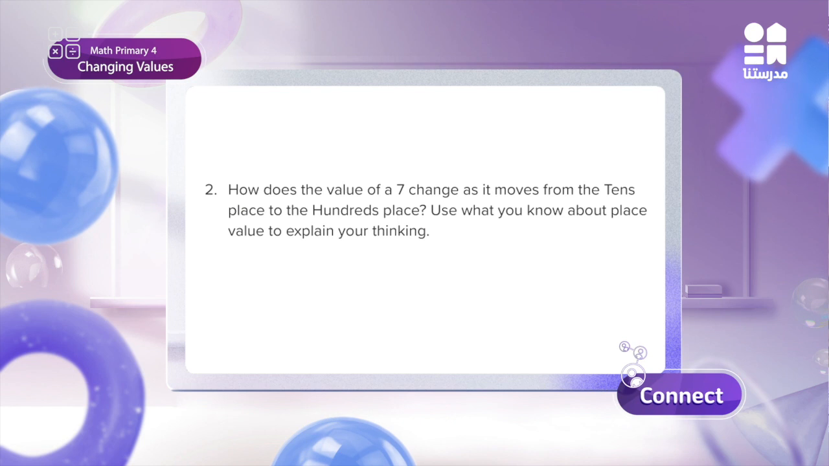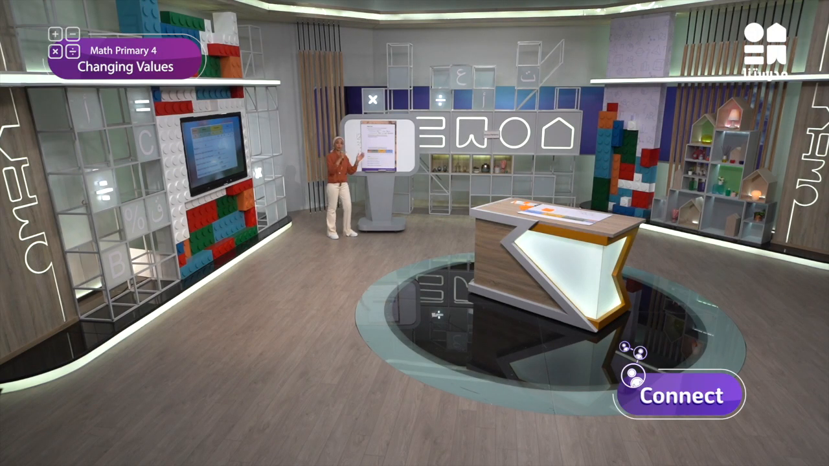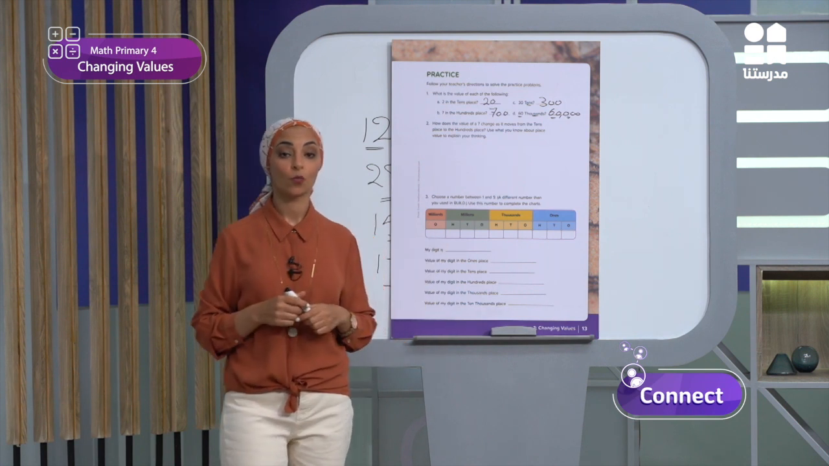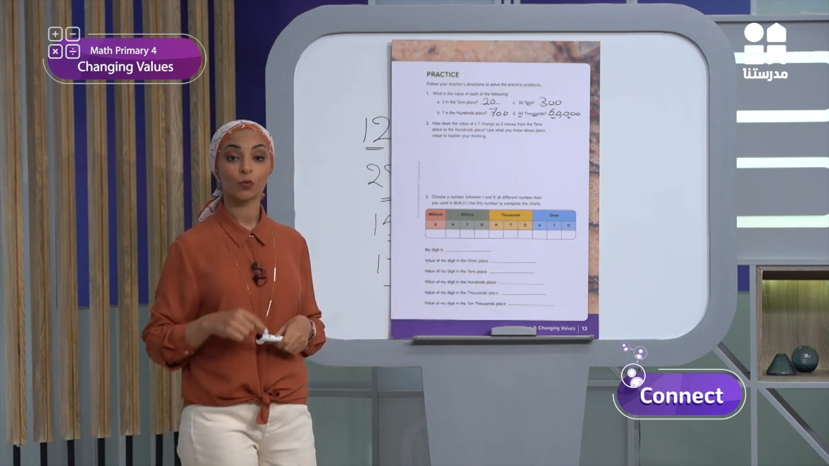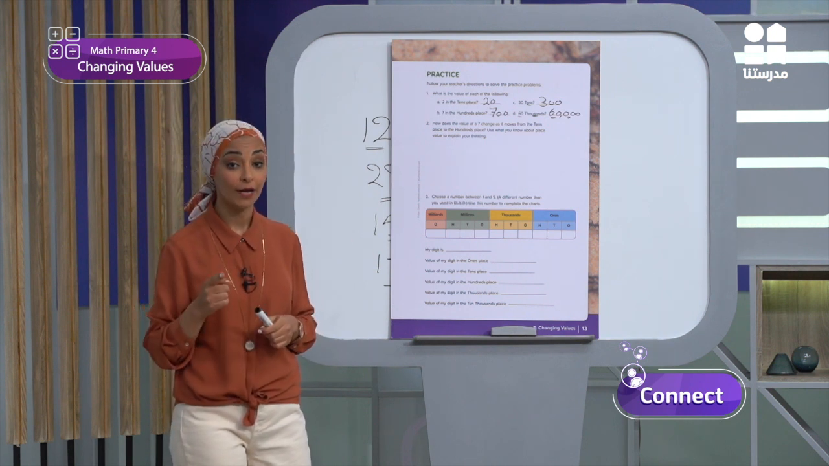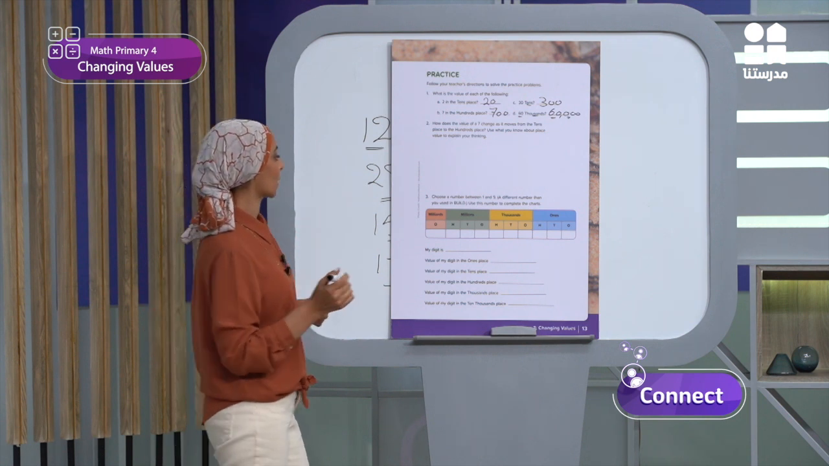Number 2. How does the value of a 7 change when it moves from the 10th to the 100th place? Again, how does the value of a 7 change as it moves from the 10th to the 100th place? We said when we move to the left place, what should I do? Yes, it will increase 10 times. So I will multiply by what? By 10. Okay, let's see it all together.